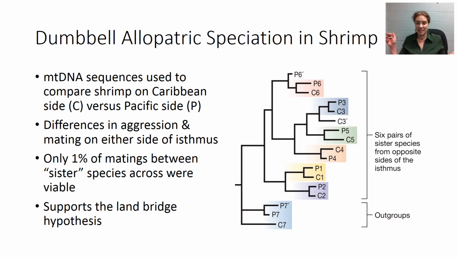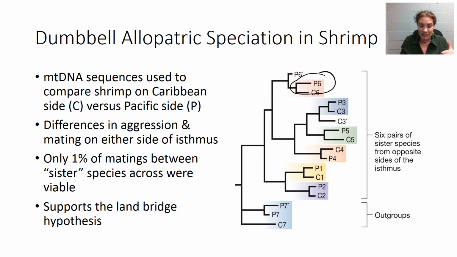So they actually did some genetic analysis based on mitochondrial DNA from the shrimp. Seems like a lot of work. But they found that these actually did form natural sister species. So, for example, C6 and P6 up here, those actually formed a sister clade. They were genetically similar to each other, and C6 was more similar to P6 than it was to any of the others, like even C4.